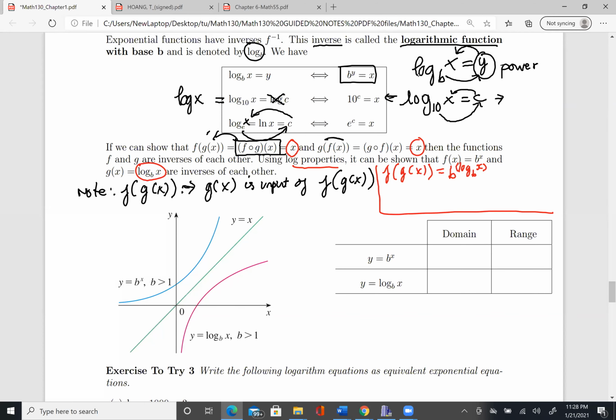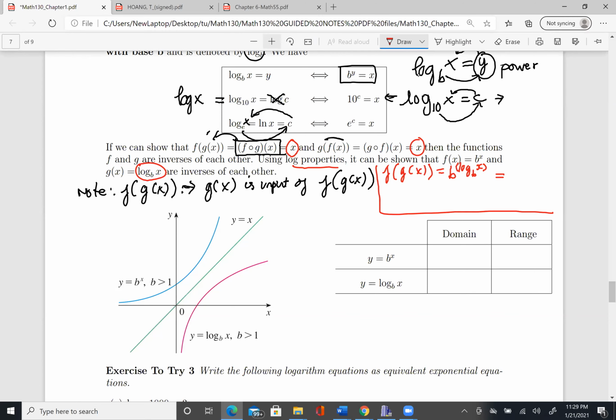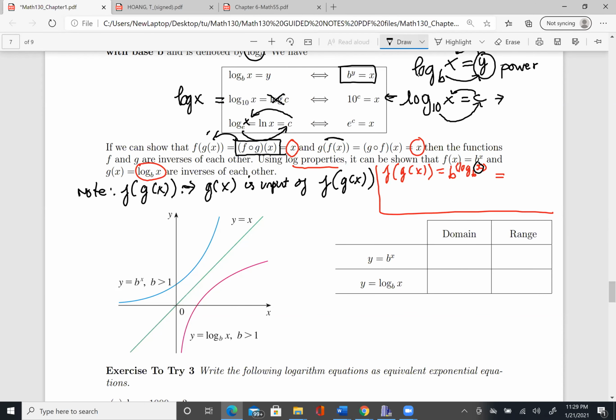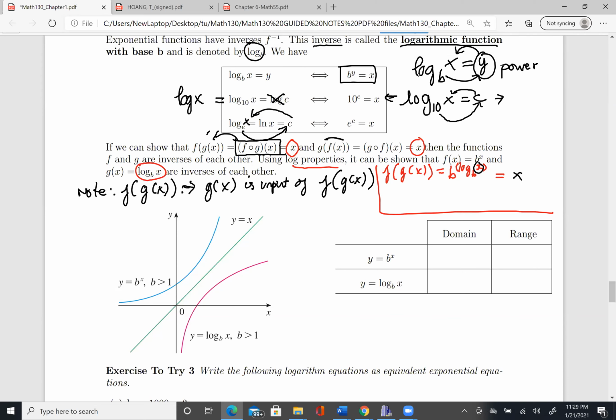Using the log properties, this is one of the log properties: if you see base b to the power of the log with base b, then it will right away just equal the argument, which is x. x is the argument of the log in the exponent. So that's going to be equal to x.